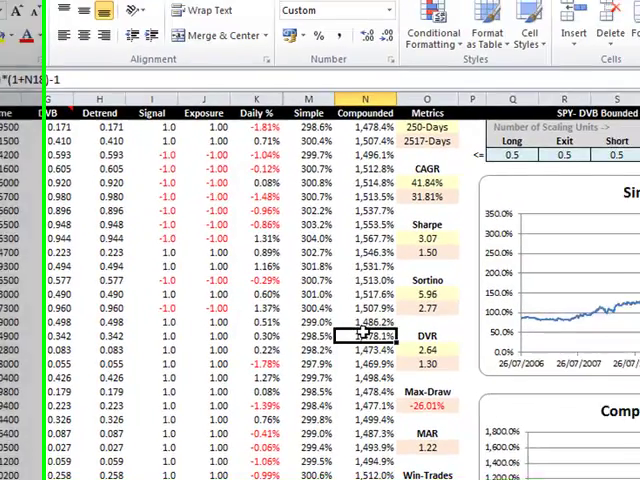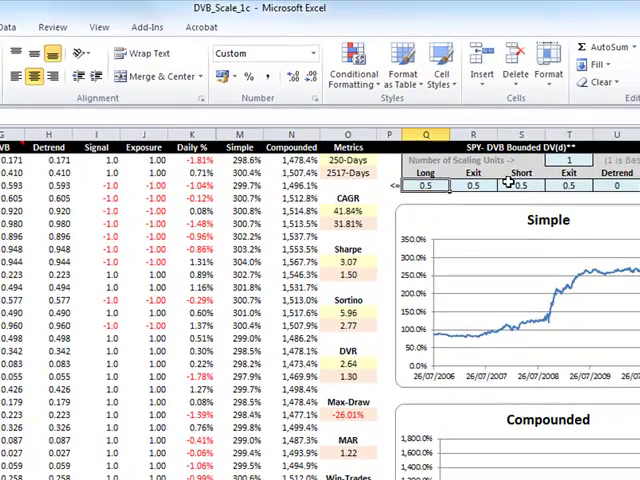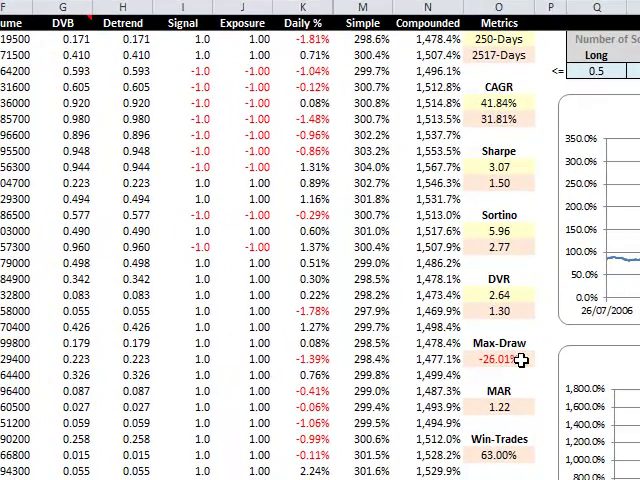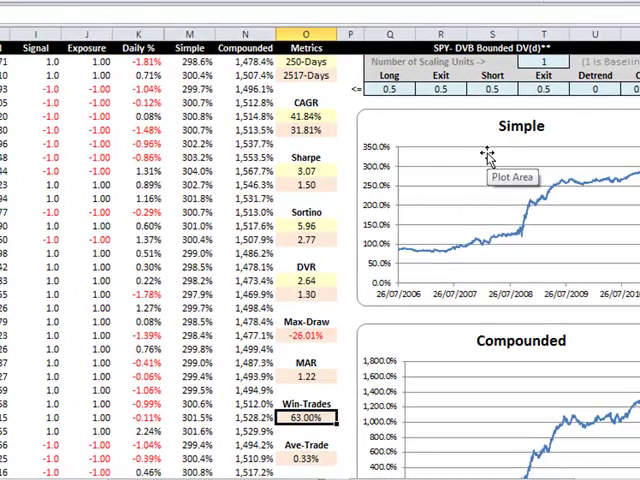So let's now have a look at what we can do with a strategy which trades the DVB long and short. So first of all, let's have a look at the entry criteria. This is a very basic way of trading it. What we're saying here is we're entering long when the DVB drops below 0.5, and we're going short when it goes above 0.5. So that's a fairly basic way of trading the DVB. And so we have a 32% CAGR, a 26% max drawdown, and MAR of 1.22. So fairly good, and our win trades are 63%.